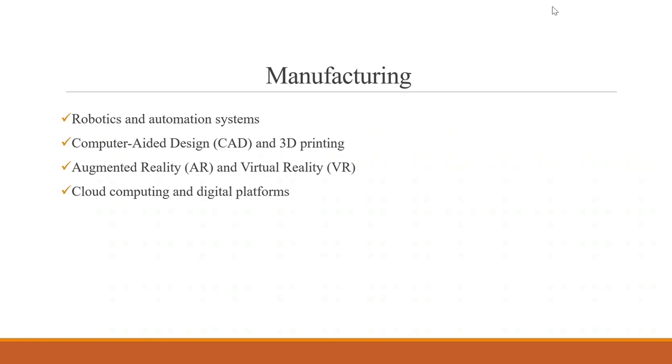And the last slide, we talk about manufacturing: the robotics and automation systems, as we know. In some of our engineering, we use computer-aided design and 3D printing to make a project. And also we use augmented reality, called AR, and virtual reality, which we call VR, and at last, cloud computing and digital platforms.